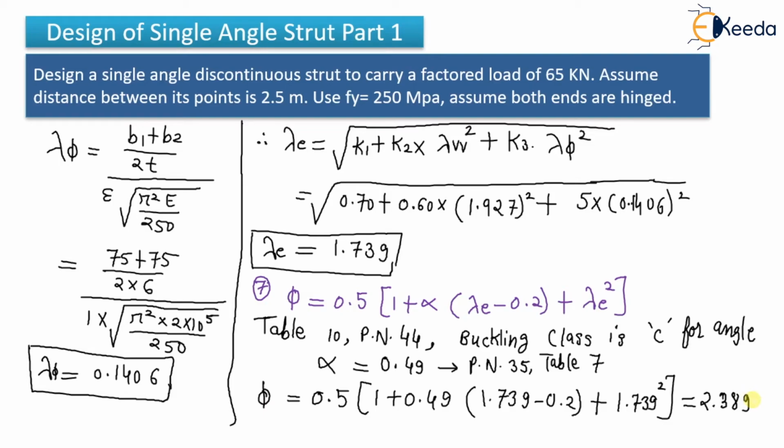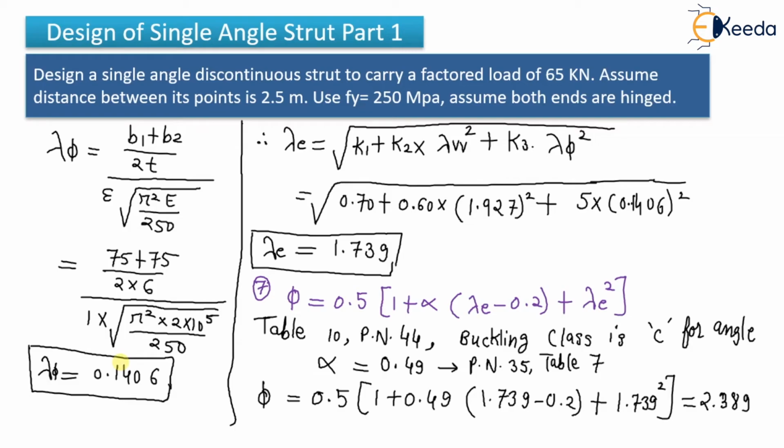So why have we calculated the value of phi? Why have we done so many procedures? Because ultimately we wanted this phi value, and for phi value we wanted lambda e value. That's why we have calculated lambda e value, and for lambda e value we wanted lambda vb and lambda phi. That's why we have calculated these values. So all these are interconnected.